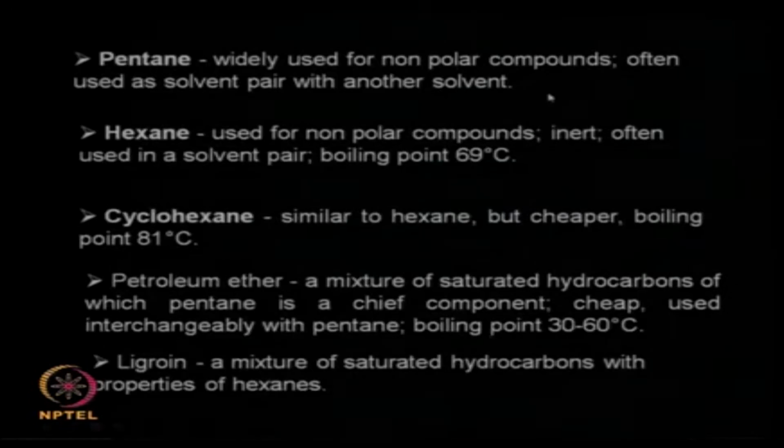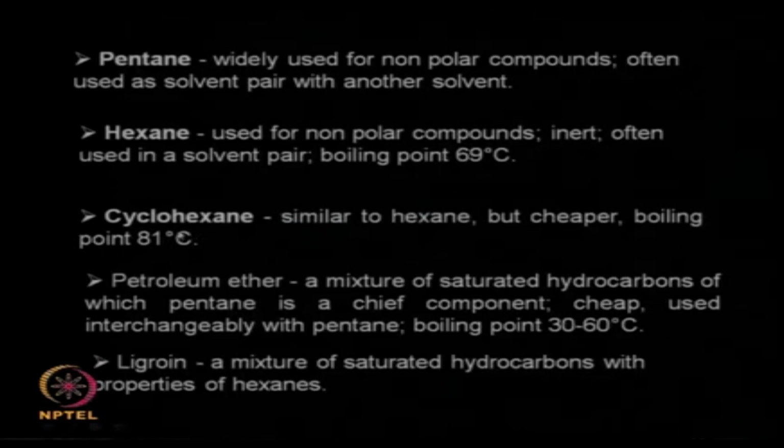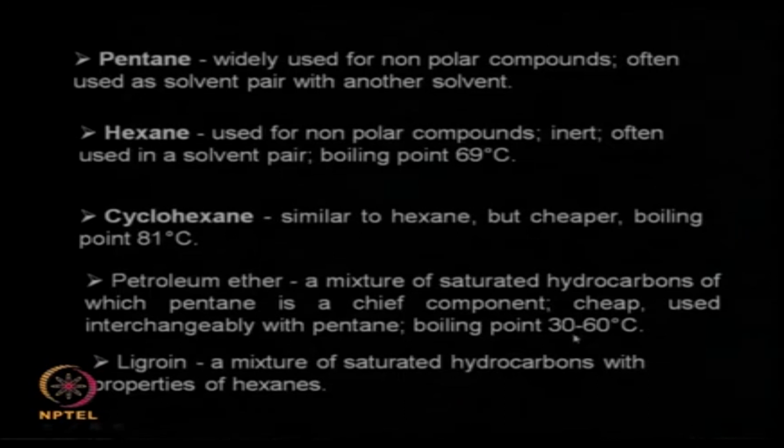Pentane is good for non-polar compounds because it is an organic, so it is very good. But it can be used in combination with some other solvent, not per se because of low boiling point. Hexane, it is very good, 69 degrees centigrade, it is good for hydrophobic chemicals, phytochemicals and so on. It can be used as a solvent pair, that means it can be used in combination with another solvent. Cyclohexane, it is cheap, similar to hexane, 81 degrees, very good for hydrophobic compounds. Petroleum ether, cheap, it has a range of boiling point 30 to 60, it can be combined with pentane and so on. Ligroin, it is a mixture of saturated hydrocarbons with properties similar to hexanes actually. So it has got a range of boiling point rather than single value.